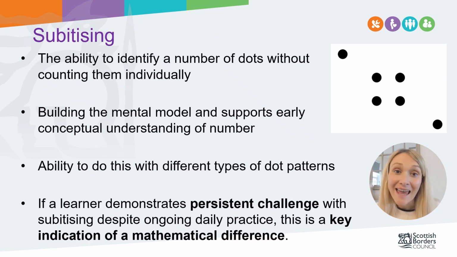So subitizing is a crucial foundational skill that we develop throughout the SEAL framework. Subitizing is the ability to identify a number of dots without having to count them individually. It allows learners to build a mental model and supports their early conceptual understanding of number. It's really important throughout using the SEAL framework to give them the opportunity to do this with lots of different types of dot patterns. So it might be domino dot patterns, random dot patterns, pairs patterns that we'll come on and look at and explore throughout our training.